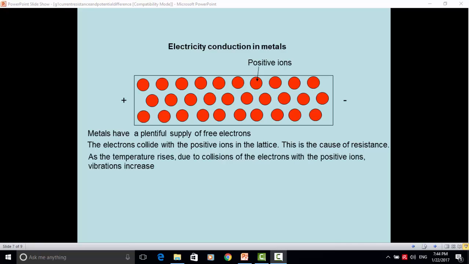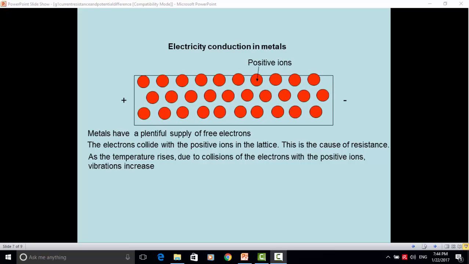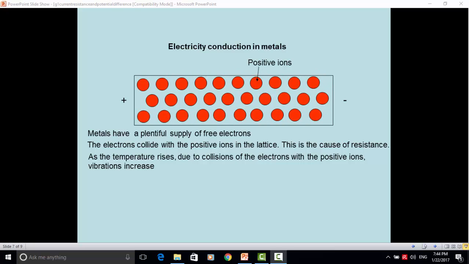As the temperature rises due to collisions of the electrons with the positive ions, the vibrations will increase. They always were vibrating, but as the temperature rises they vibrate more vigorously. This leads to more collisions between electrons and ions, and so more resistance, which is why the resistance of a filament lamp increases at higher potential differences and higher currents. The temperature has risen. That's what makes the filament lamp glow and give off light.